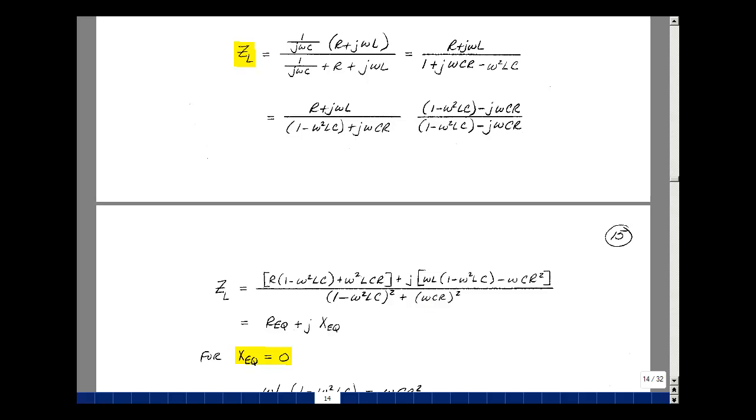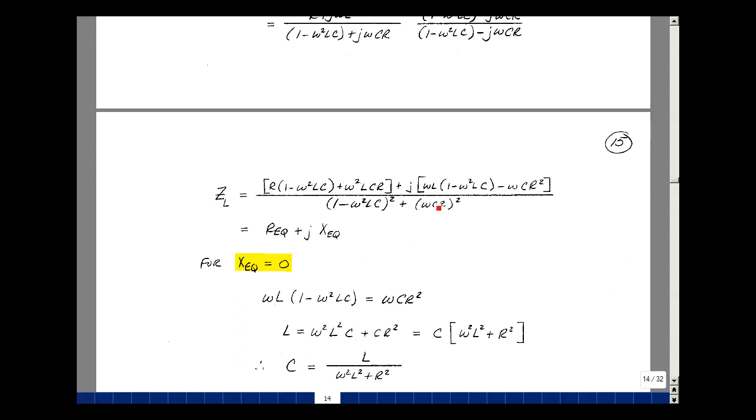Okay, to be in resonance, the imaginary part has to be equal to 0. So what value of C would make this happen? Let's just set that equal to 0. Just by setting the numerator equal to 0, because for the equation to go to 0 the denominator would have to be infinite. And that's not possible. So let's take the numerator here, which is omega L times the quantity 1 minus omega squared LC, and then let's set that equal to omega CR squared.